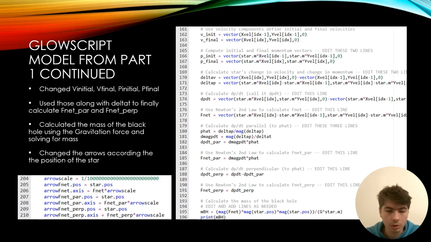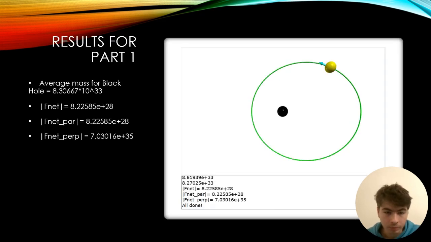And here's GlowScript Model 1 continued. I changed the vInitial, vFinal, pInitial, and pFinal. I used those along with delta t to calculate FNet perpendicular and parallel. Then I used the gravitational force to solve for the mass of the black hole. I also changed the arrows according to the position of the star. You can see that on the bottom left.